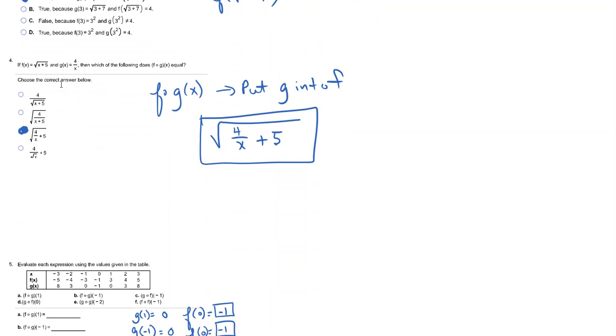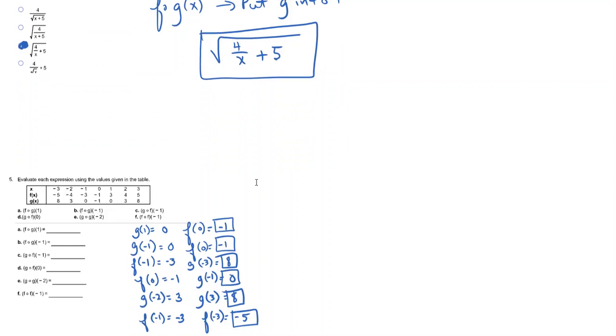Let's try number 4. There's your f of x, there's your g of x. Which of the following does f of g equal? That means we're going to put g into f. So instead of x in here, I've got 4 over x. So I have the square root of 4 over x plus 5, which is that choice right there.